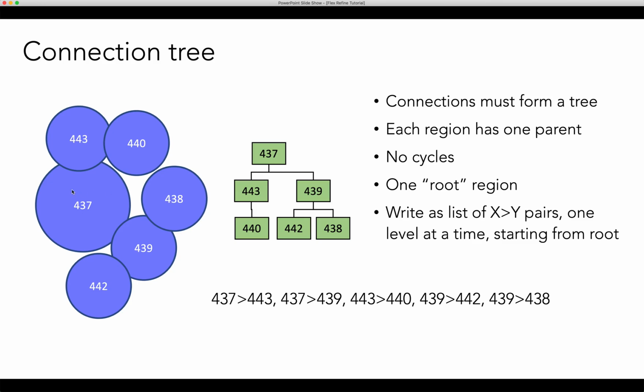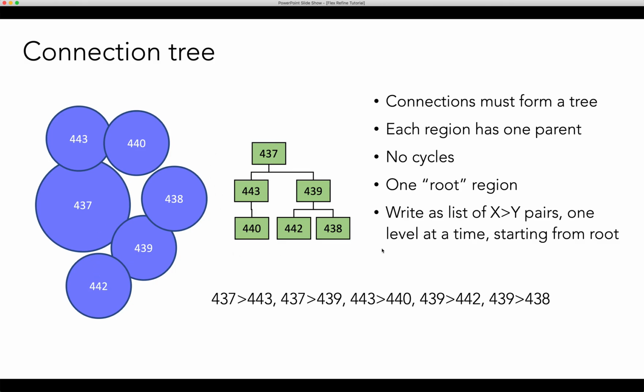In this case, we would start with number 437 as our root node. These numbers are chosen because this is how they will appear when we're using the example with UCSF Chimera's Segger tool. These are region identifier numbers. So region 437 has two children, 443 and 439. Those are these two nodes, one here and one here. And then each of those also has subsequent children. So 443 is connected to 440, and then 439 to 442 and 438.